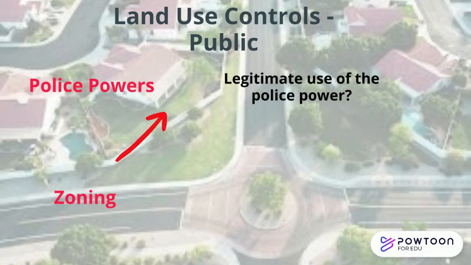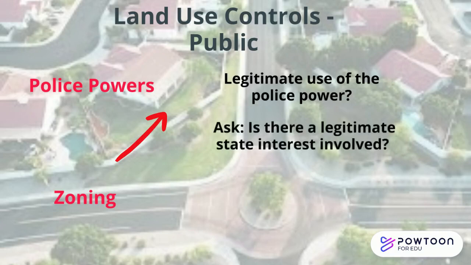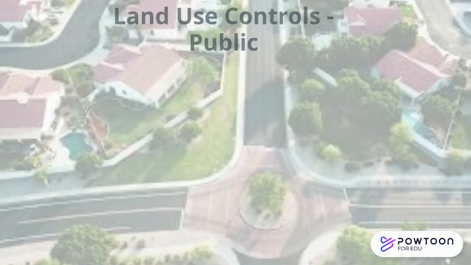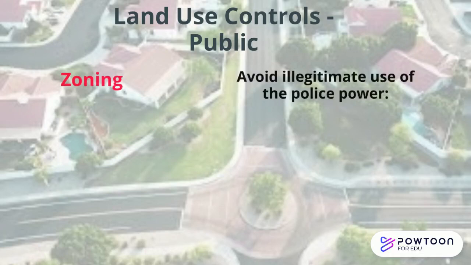Courts have given states and localities great latitude when it comes to zoning that protects public health and safety. When the police power of zoning does not advance a legitimate state interest, the courts have overturned the zoning action. In cases where zoning eliminates all economically viable use of the land, then this is considered a taking, thus requiring compensation.